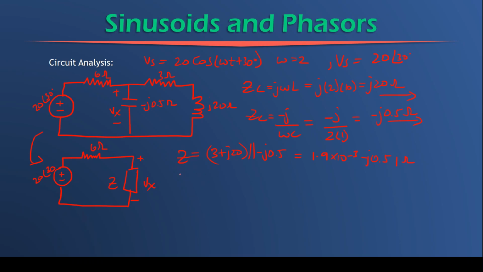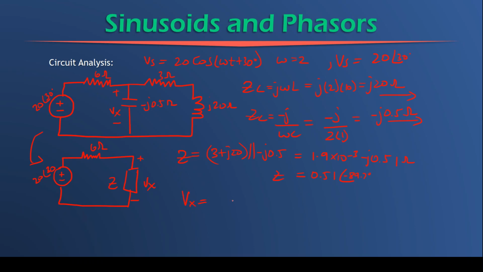Right, and we can quickly double check that. 3 plus 20i inverse plus negative 0.5i inverse, then that gets inverted, so that should give you that final answer. Right, and we can get that in polar form. That gives us 0.51 angle minus 89.7. Right, so now we can use voltage division to determine the voltage Vx.